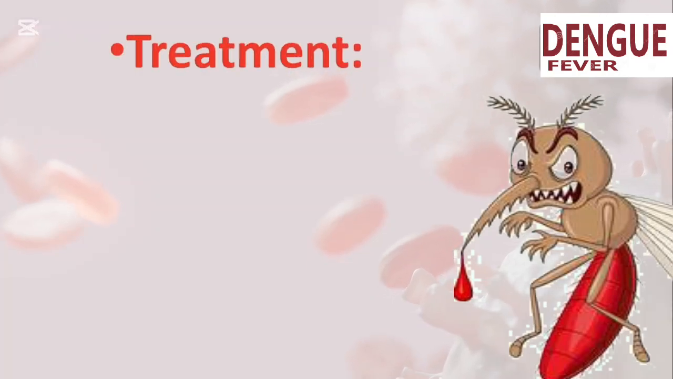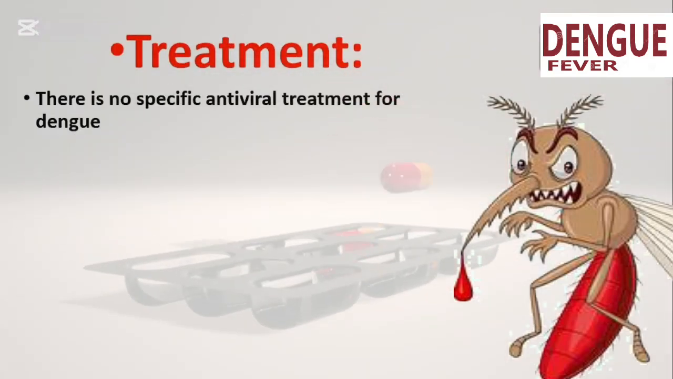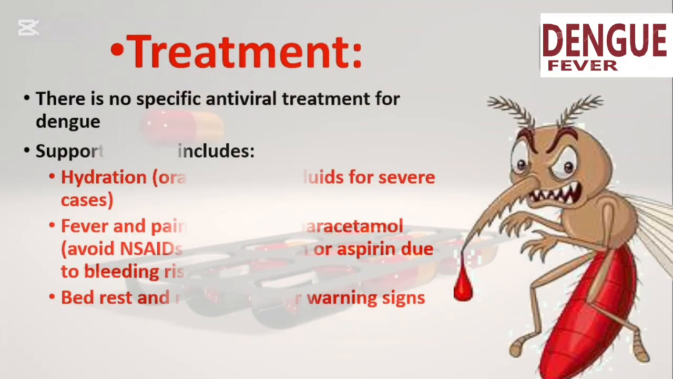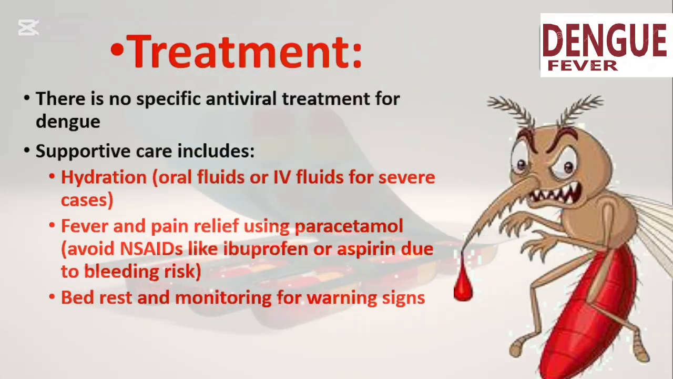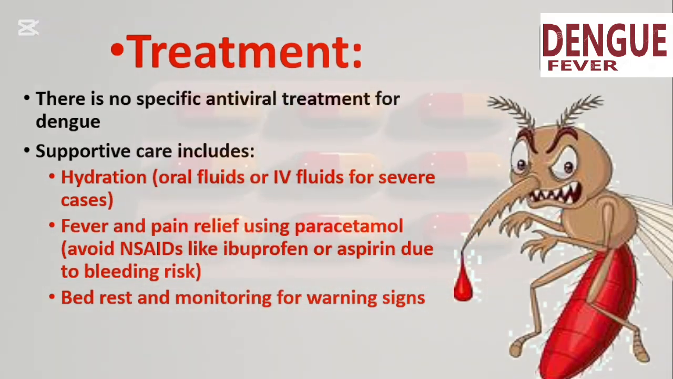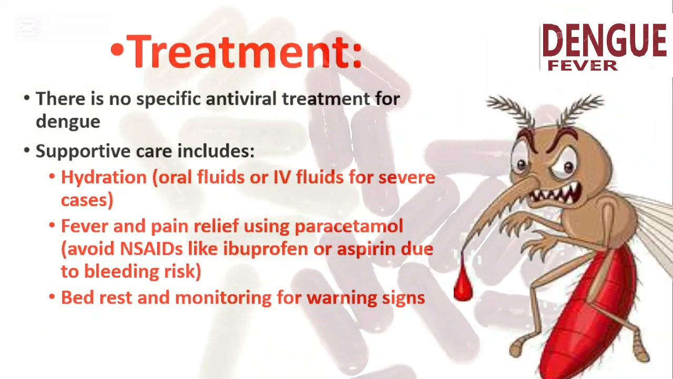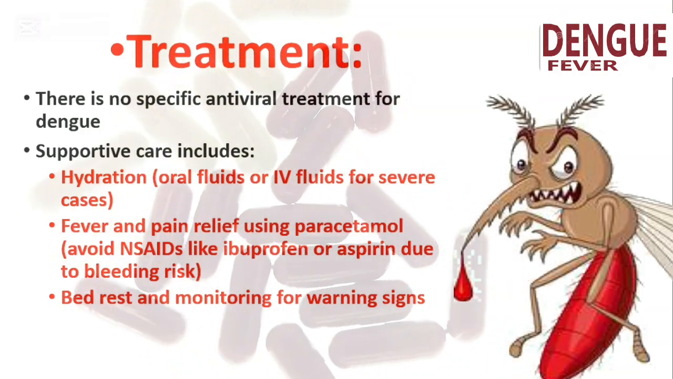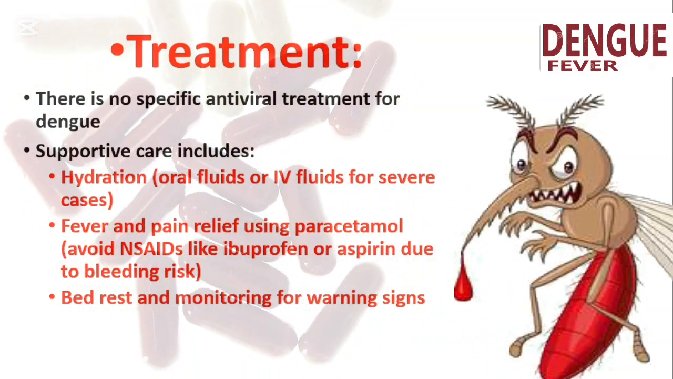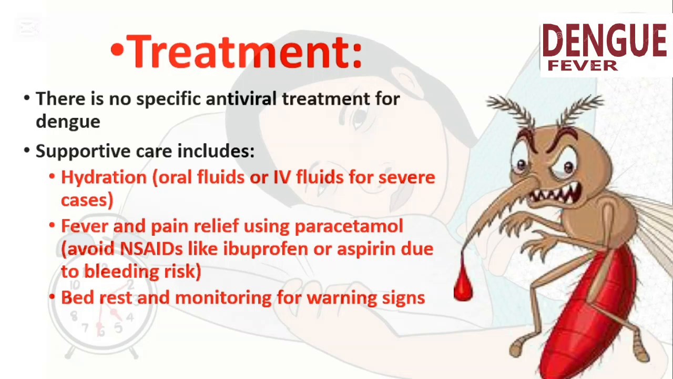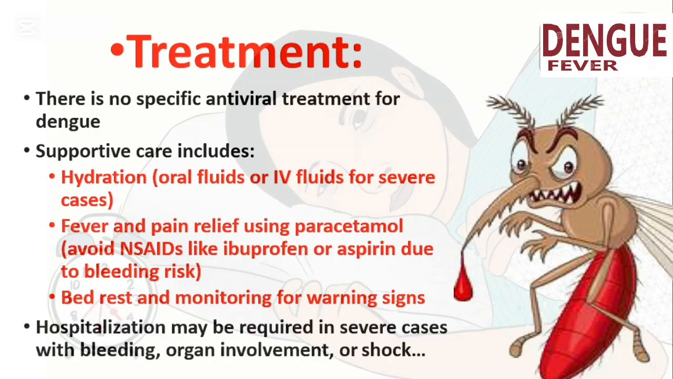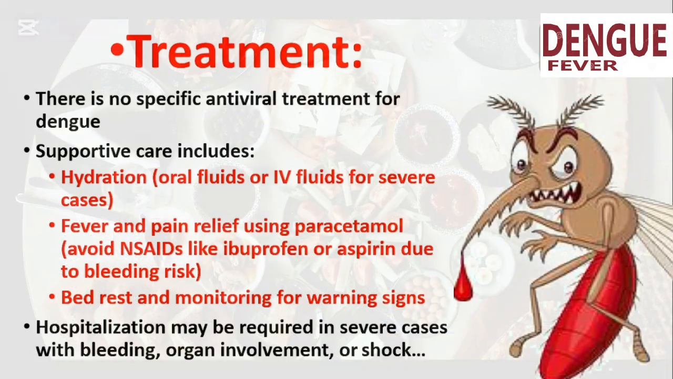Treatment: there is no specific antiviral treatment for dengue. Supportive care includes hydration, oral fluids or IV fluids for severe cases. Fever and pain relief using paracetamol. Avoid NSAIDs like ibuprofen or aspirin due to bleeding risk. Bed rest and monitoring for warning signs. Hospitalization may be required in severe cases with bleeding, organ involvement, or shock.